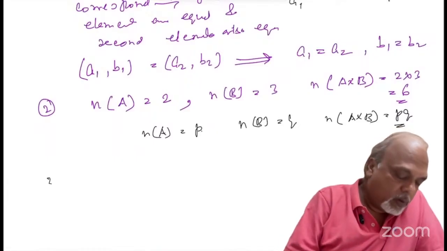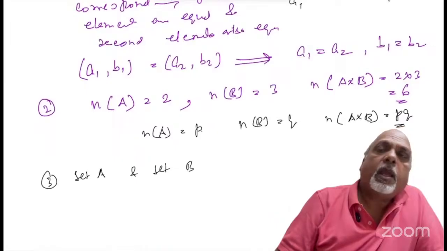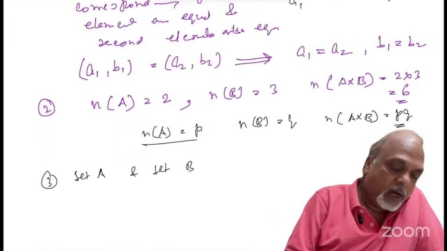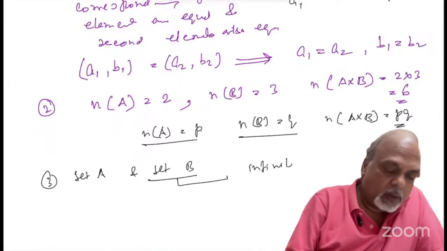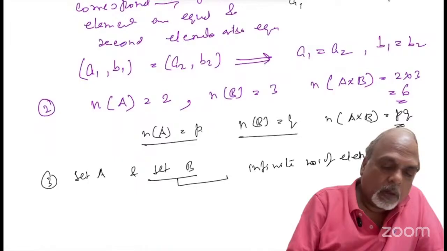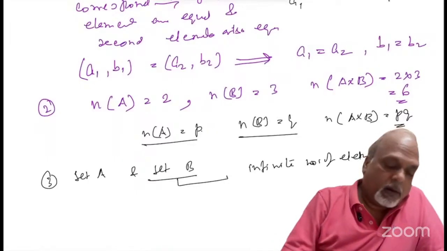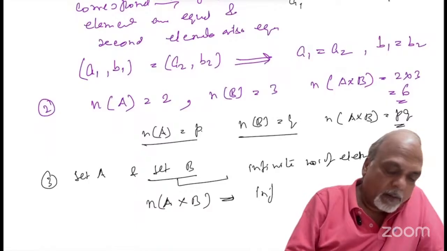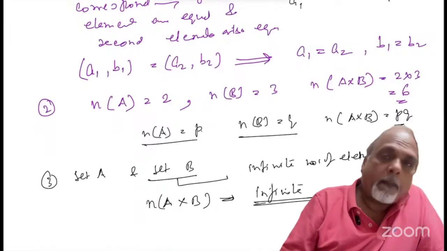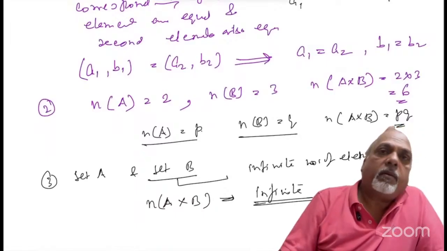If there are two sets, one set A and set B, here we are saying finite numbers. Suppose set B is having infinite number of elements. Then your A cross B will also be infinite. Correct?